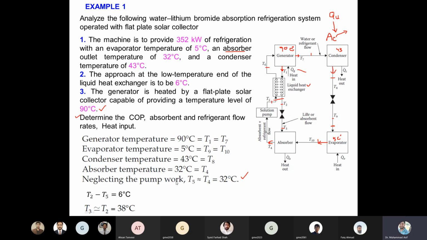So based on this data, what do we need to know next? What do we need to know next?